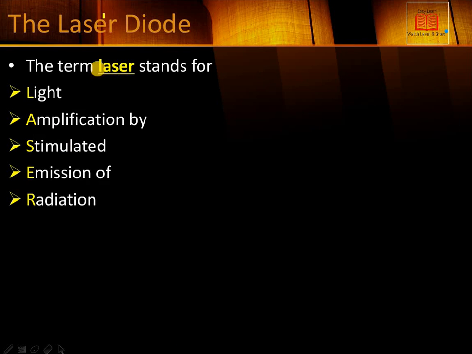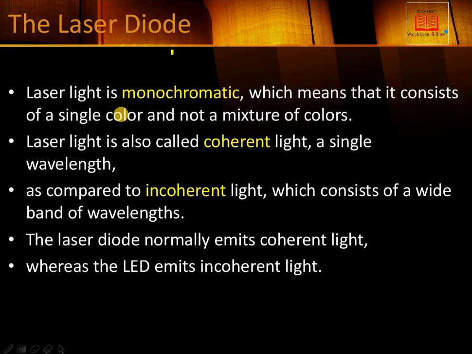The term laser stands for L for light, A for amplification, and stimulated emission of the radiation, so it becomes laser. You can see that I highlighted this portion, and basically this is the light amplification by stimulated emission of the radiation, amplification of the light by the stimulated emission of the radiation. And this is the process of the laser diode.